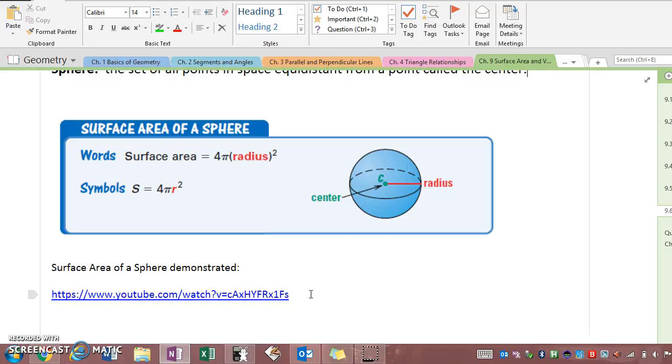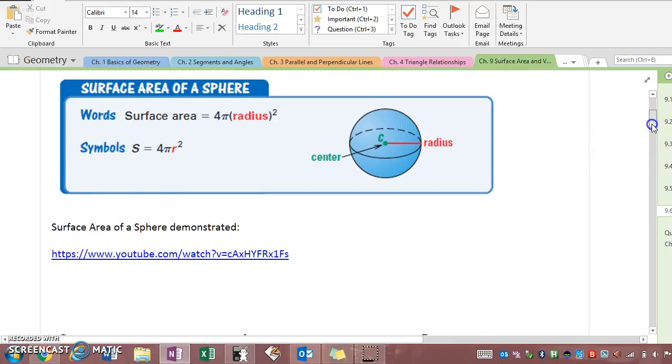Because we know pi r squared is the formula for the area of what? A circle, right. Pi r squared is the area of a circle. So basically what this formula for surface area of a sphere is saying is take 4 of those. So do watch the video so you can get an idea on why it is 4 pi r squared.